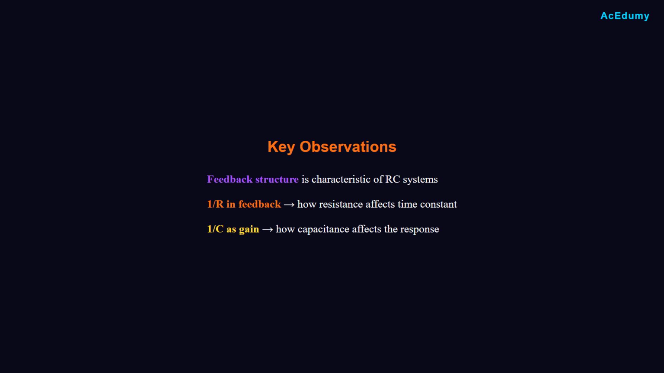Notice the feedback structure. This is characteristic of first-order systems with RC dynamics. The 1 over R in feedback represents how resistance affects the time constant. The 1 over C represents how capacitance affects the gain.